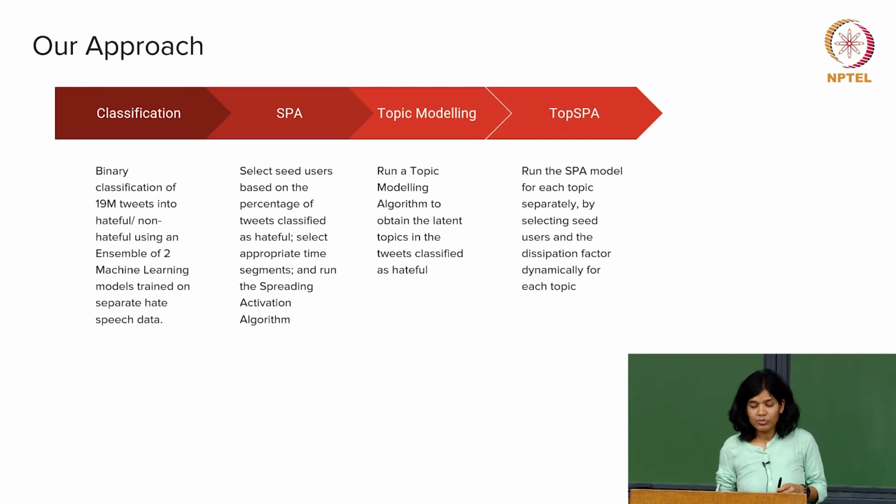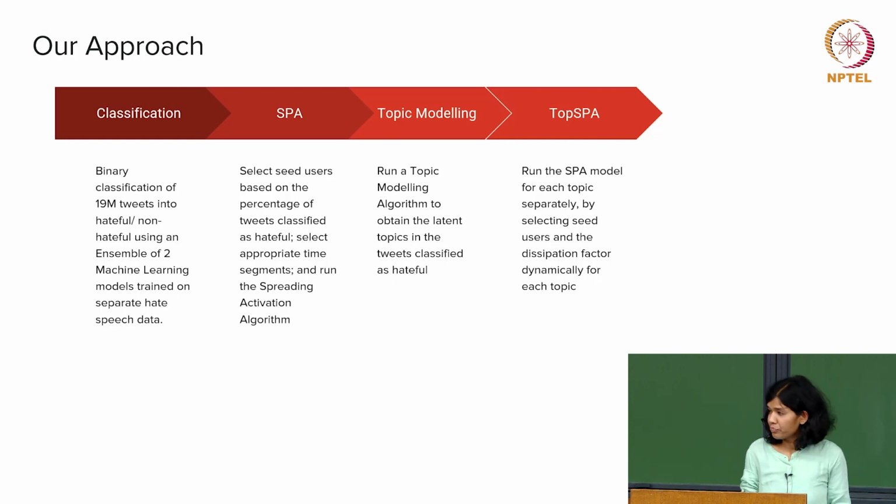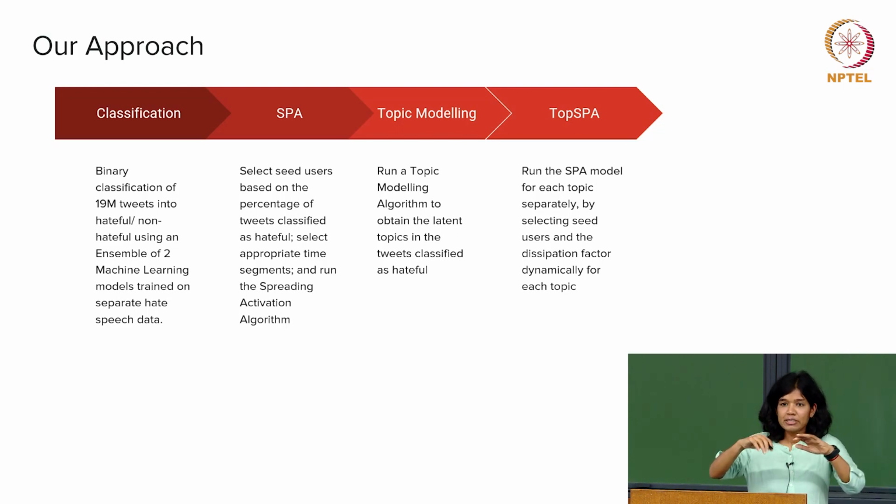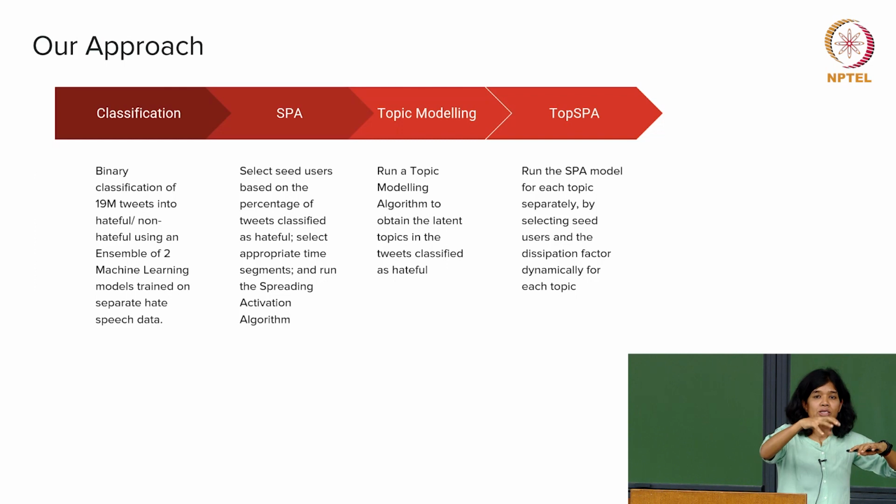For that we are using the SPA process, spread and activation. Is anybody familiar with SPA? Nobody has talked about SPA yet. Okay, it's the same process. You must have talked about seed users, the people who churn. Here, the people who churn are the hateful users. In the network you have hateful users, and they are your seed users. In the case of the telecom network, they were churners.